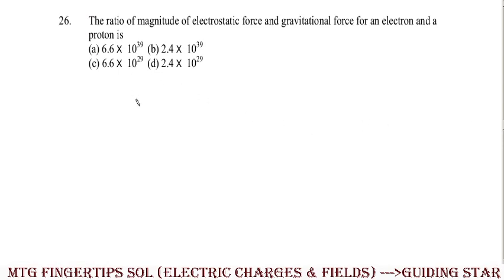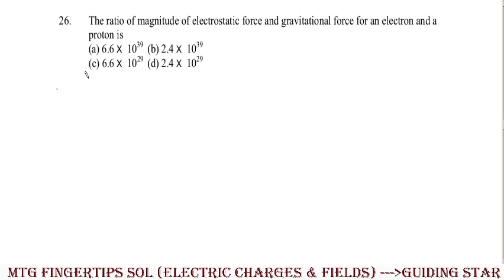Okay, next is asking for the ratio of the magnitude of electrostatic force and gravitational force for an electron and a proton. So we have to calculate both the electrostatic force and the gravitational force between an electron and a proton. Clear? And it is asking for the ratio between them.